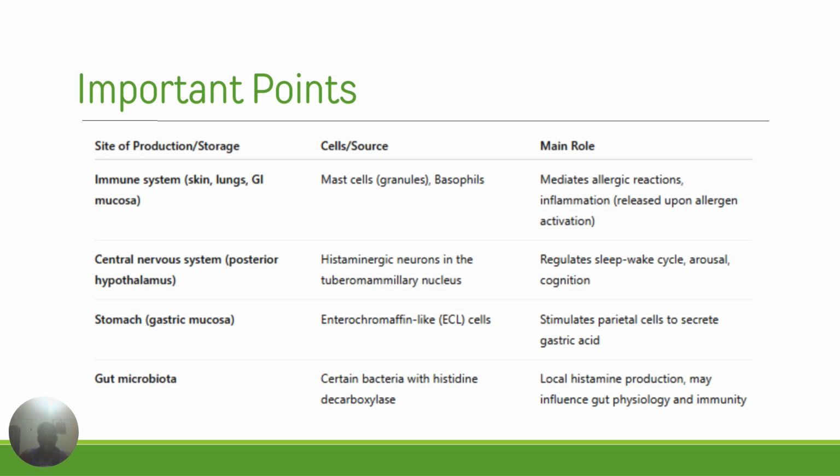In the stomach, especially at the gastric mucosa level, histamine is produced by ECL cells, the enterochromaffin-like cells. The role it plays here is that it stimulates the parietal cells to secrete gastric acid.